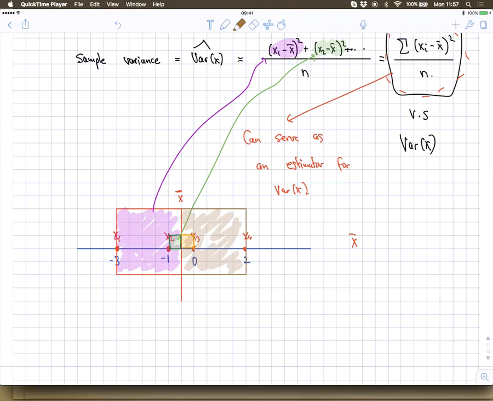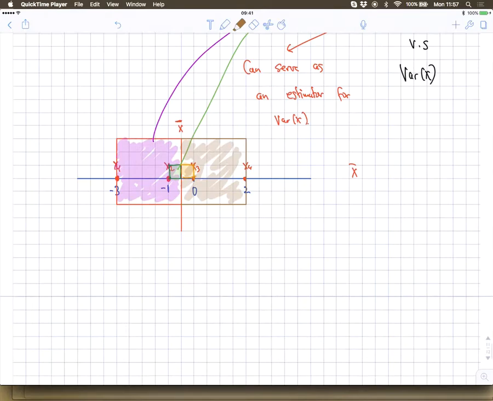So if you think about it, what the sample variance is calculating is the average area of those squares. How many squares do I have there? 4 squares, because I have 4 data points. It's calculating the area of each square, and dividing that by 4. So variance is average distance squared, or if you want a visual, it's the average area of those squares.